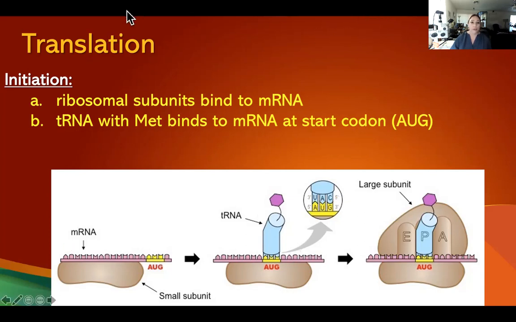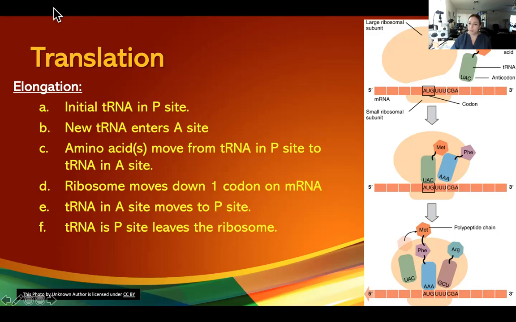Now we are moving on to elongation. This is the easiest to understand image that I could find for elongation. And then I summarized it here on the left. So that initial transfer RNA with methionine is in the P site of the ribosome. Now the A site is open, and there it is over a codon. That codon specifies the next amino acid in the sequence. So a new transfer RNA with that amino acid comes down and enters the A site.